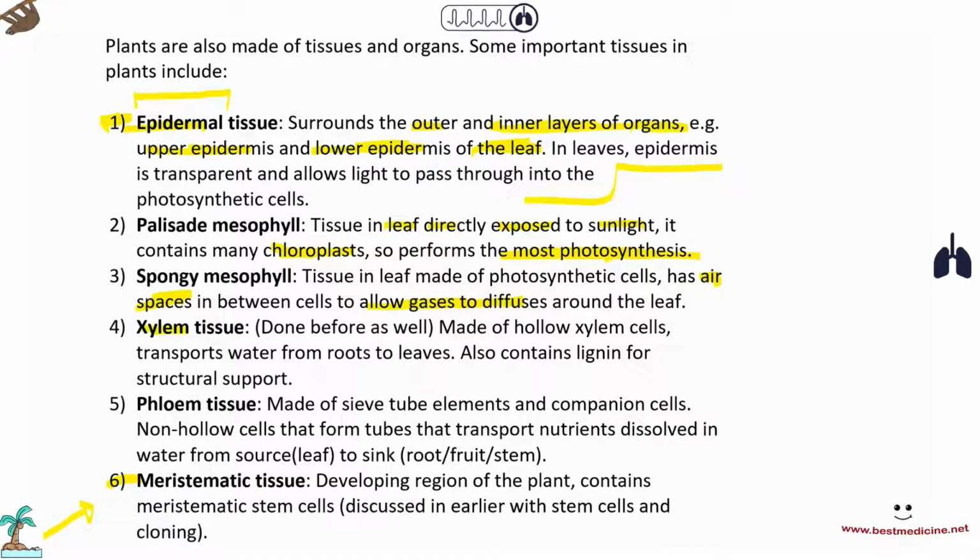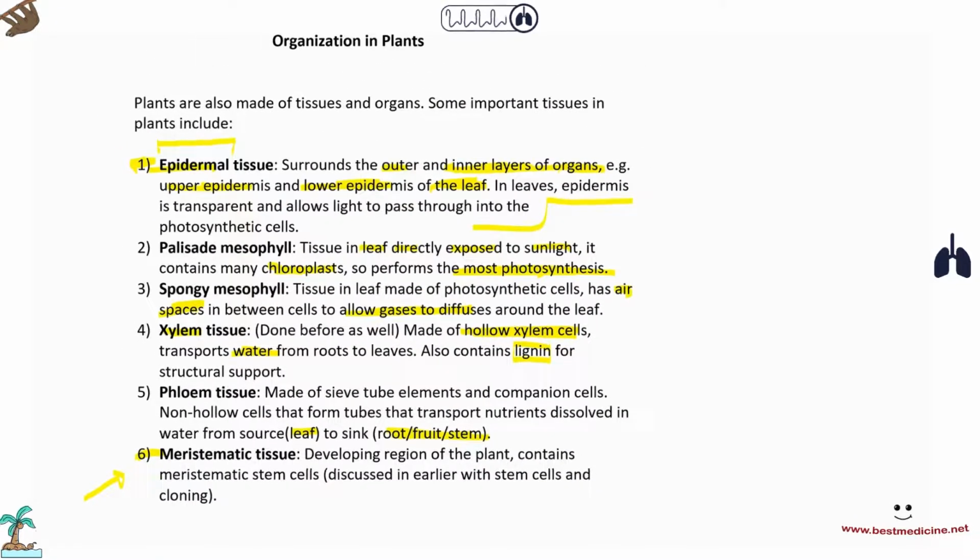Xylem tissue, we've already discussed this before as well. It is made up of hollow xylem cells that don't have any cytoplasm. It transports water and mineral ions from roots to leaves, one-way transport. And it also contains lignin that is deposited in its wall for structural support. Phloem tissue, which is made up of sieve tube elements and companion cells, they were non-hollow cells and alive cells that transport manufactured substances from source to sink, such as from leaves to roots or fruits or stem. Okay, so these are some of the tissues in plants.